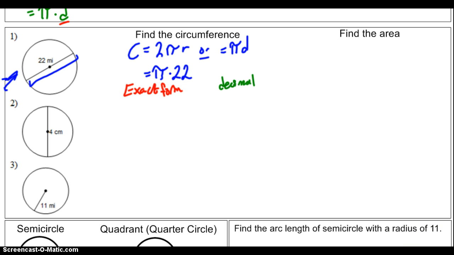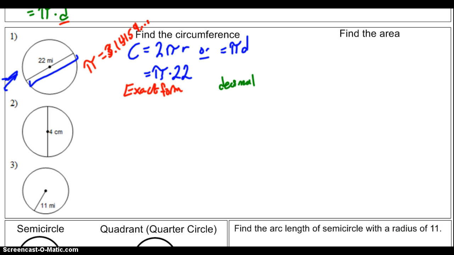Okay, the difference is that, remember, the number pi is 3.14159, and it keeps going forever, right? It's got an infinite number of digits to it. And so whenever we multiply something by 3.14, we're actually just rounding. We're using a decimal number and we're rounding.